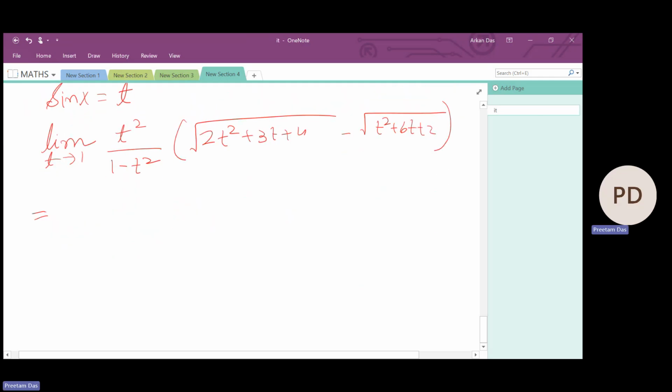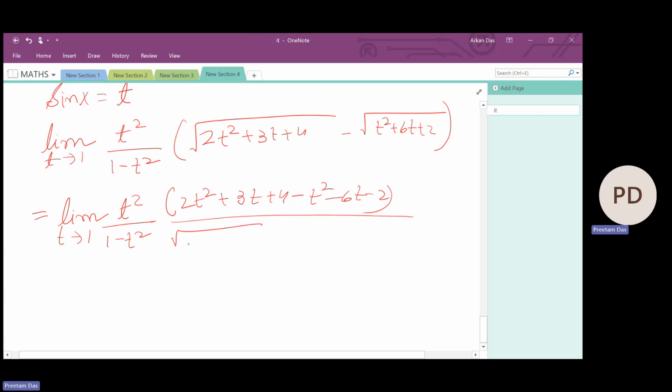Now there is an irrational term here. What do we do in case of irrational terms? We do rationalization. So we will multiply by this with the minus replaced with a plus. If we multiply, then the square roots will open and get cancelled by the squares. This will become 2t square plus 3t plus 4 minus t square minus 6t minus 2, divided by square root of 2t square plus 3t plus 4 plus square root of t square plus 6t plus 2.